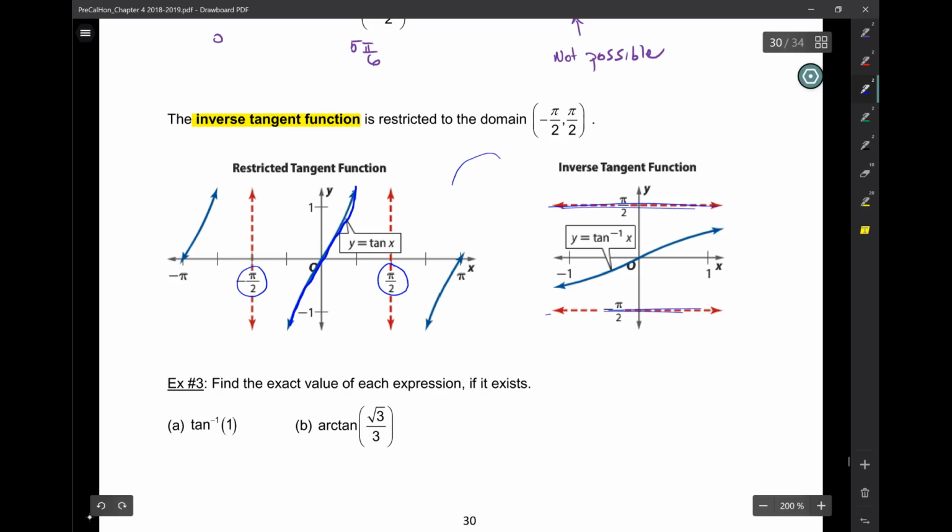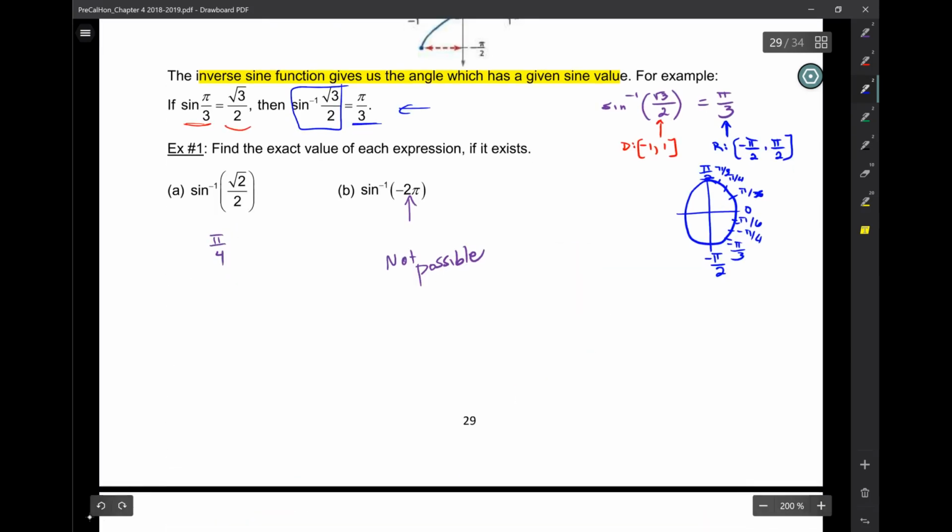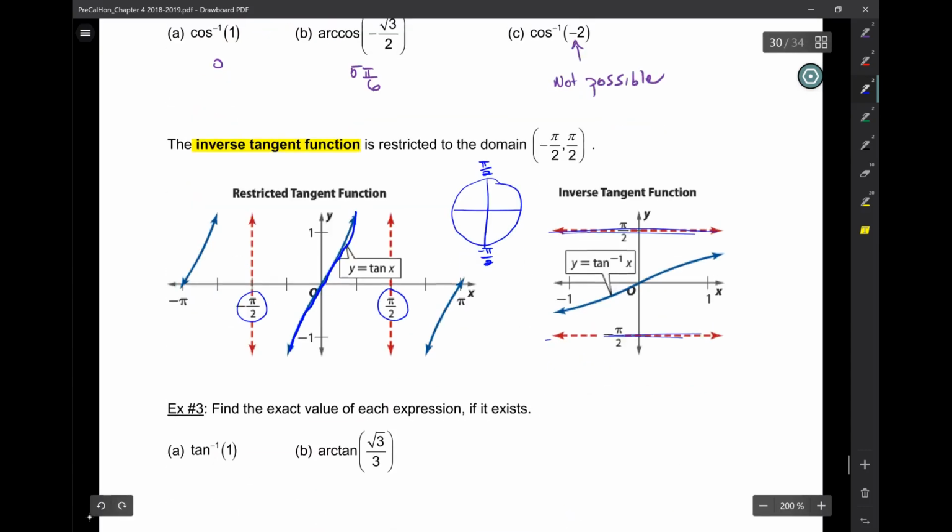So that means at first glance, where it's defined might look the same as the sine. But whereas the sine includes all of these values, the tangent does not include pi over 2 and negative pi over 2. So it only includes the ones inside.